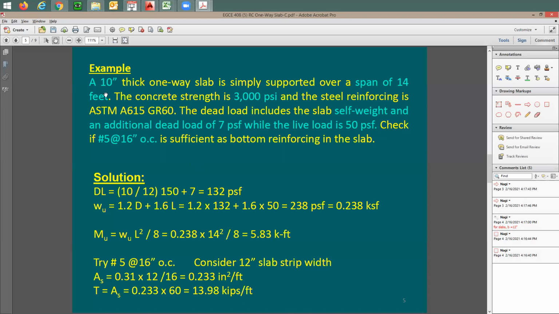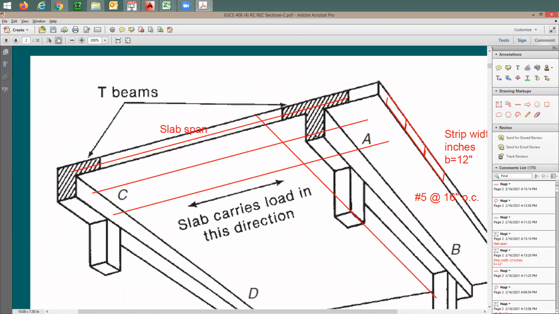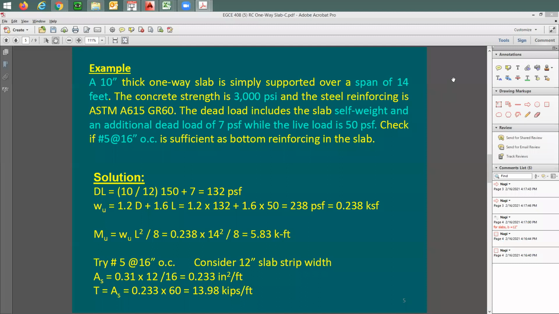The span is 14 feet. The span is the same as the distance between the two supports, as if the slab spans from this point to this point. How much now? 14 feet. The distance from the center of this beam to the center of this beam is going to be, as given here, 14 feet. Concrete strength 3,000 psi. The steel, as I said, is grade 60. fy is going to be equal to 60 ksi.